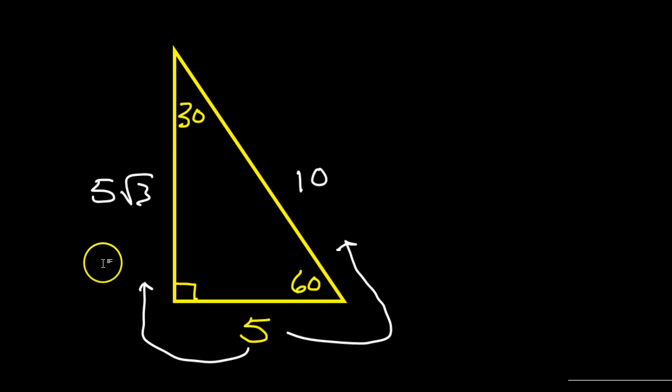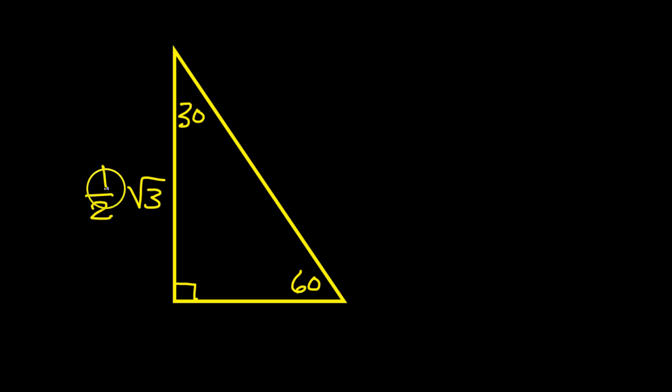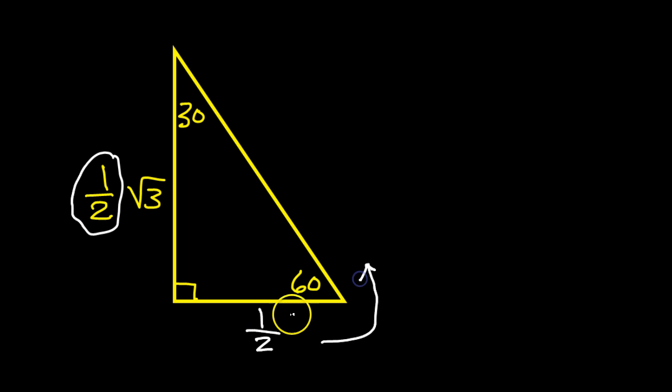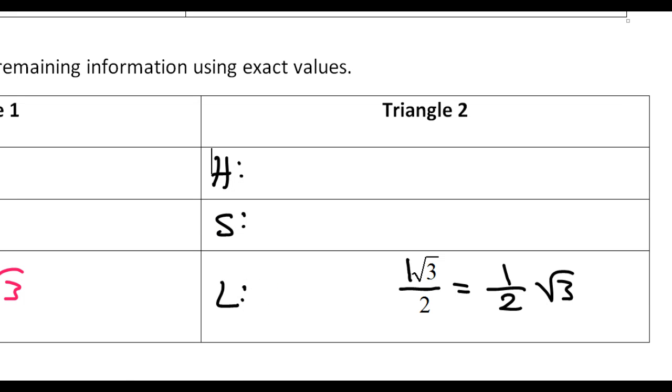Okay, so if you realize that this is just 1/2 radical 3, then it's actually quite easy, because the long leg should be the short leg times radical 3. So that means the short leg must be 1/2. And then once you have the short leg, the hypotenuse must be double this. And double 1/2 is 1. So there you go. The hypotenuse is 1. The short leg is 1/2. Alright, hypotenuse is 1. Short leg is 1/2.